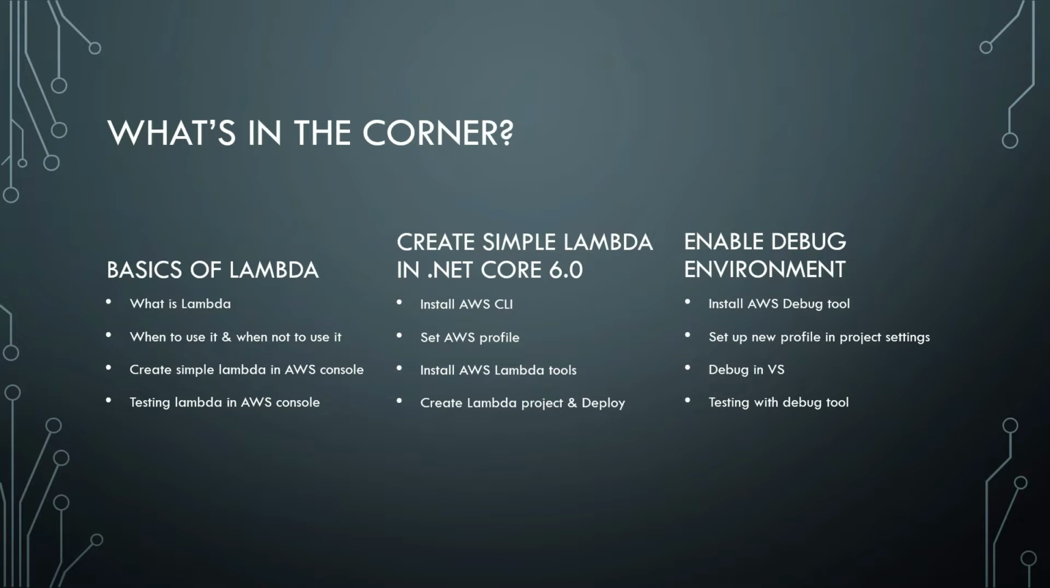In this video, we will learn what is Lambda, when to use it, when not to use it, how to create a simple Lambda in AWS console and test it. Then we move to create a sample Lambda project using Visual Studio 22 and .NET Core 6. We will see prerequisites and create a solution, then further deploy it in AWS programmatically and then test it. Then we will set up a debug environment so that you can create breakpoints in your local system and execute the Lambda function to inspect a line of code or a variable of your choice.